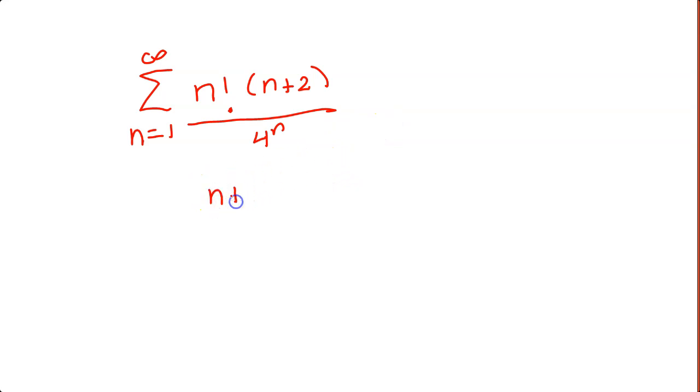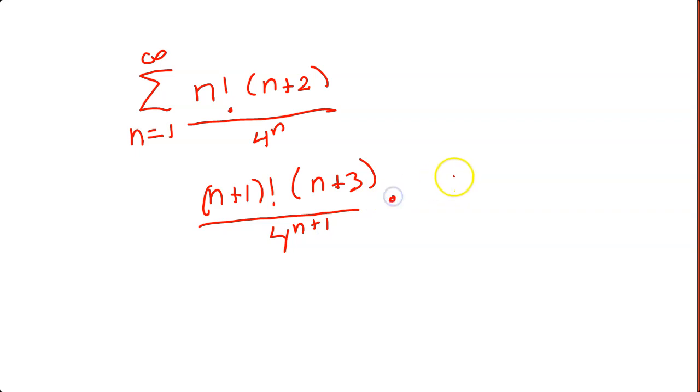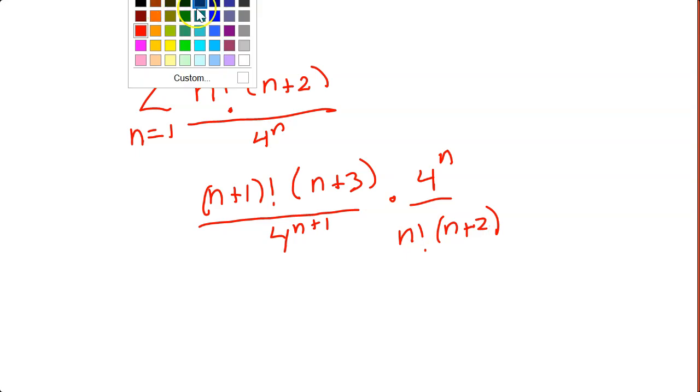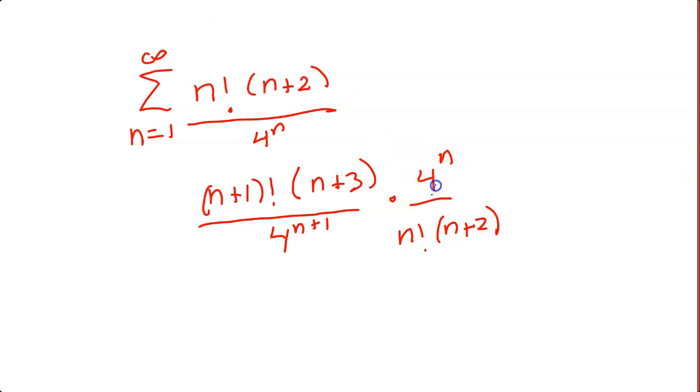So let's replace the n with n plus 1 factorial. Replace my n plus 2 with n plus 1 plus 2, or n plus 3. And my denominator is going to be 4 to the n plus 1. That's going to be multiplied by the reciprocal, 4 to the n over n factorial, also n plus 2 on the bottom. And then we have some cleanup before we apply the limit. My 4 to the n and 4 to the n plus 1 leave a 4 on the bottom. And my n factorial and my n plus 1 factorial leave me an n plus 1 on the top.